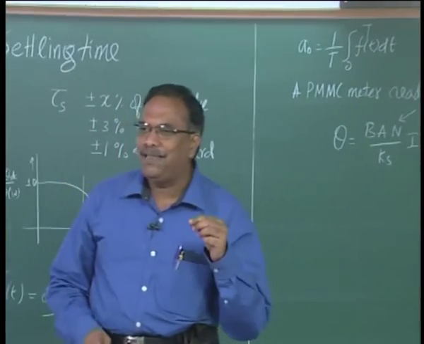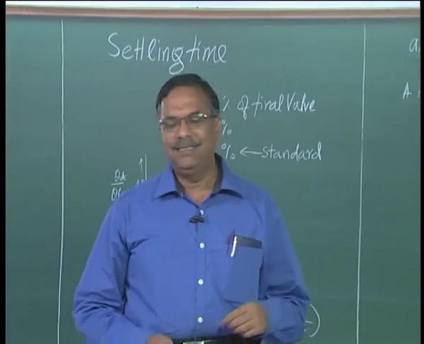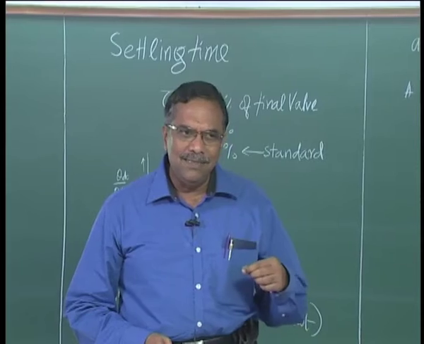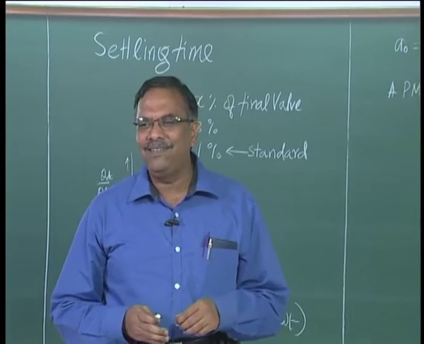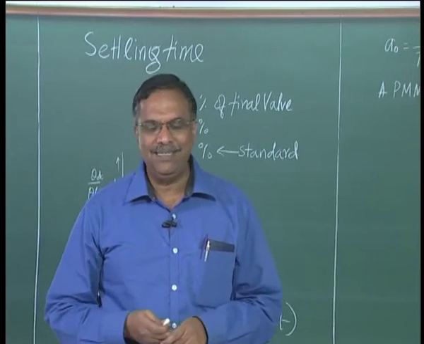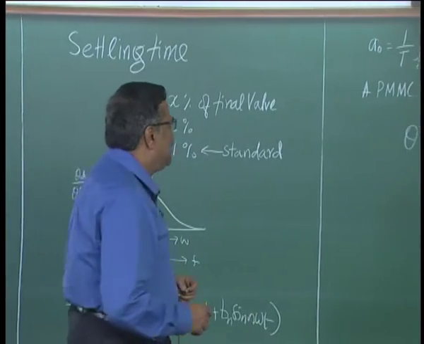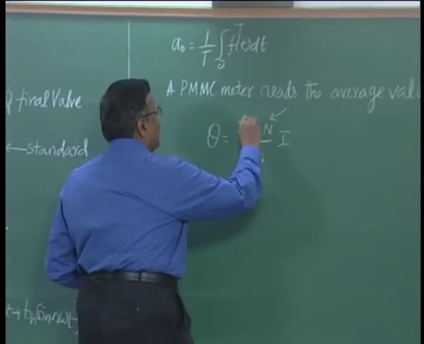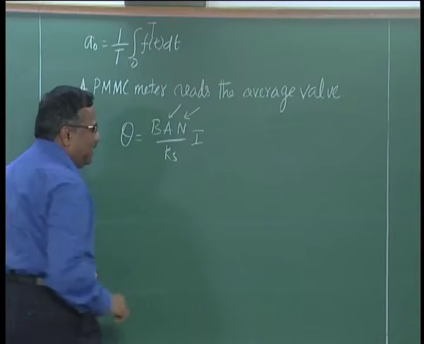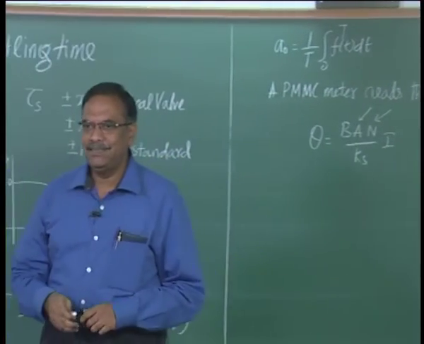And if I want to put a large number of turns, I will also have to make the coil as thin as possible. That is not a problem, but a very thin coil is very easy to break, right. So again, I cannot go below a certain thickness. The area of cross section of the coil is again a design factor, right.